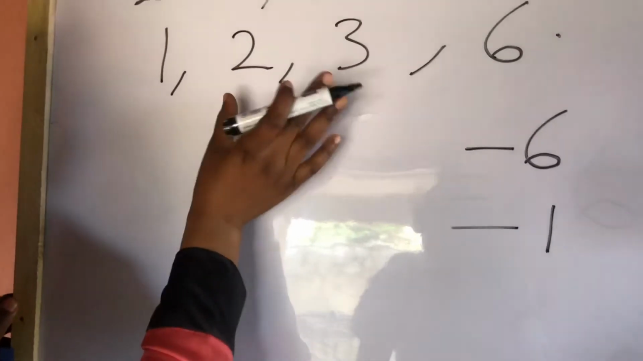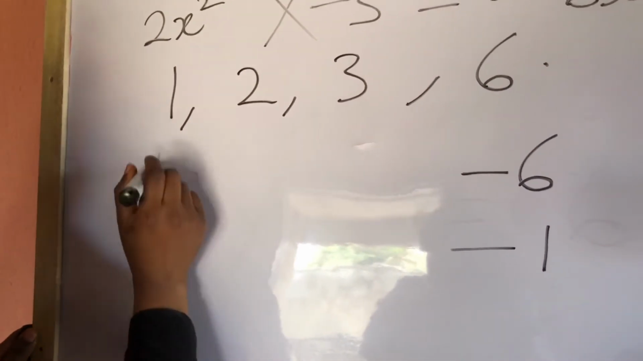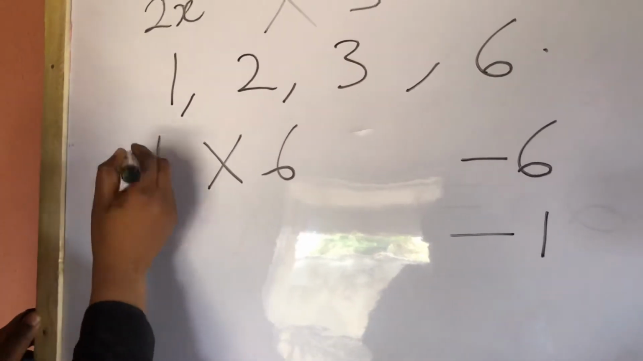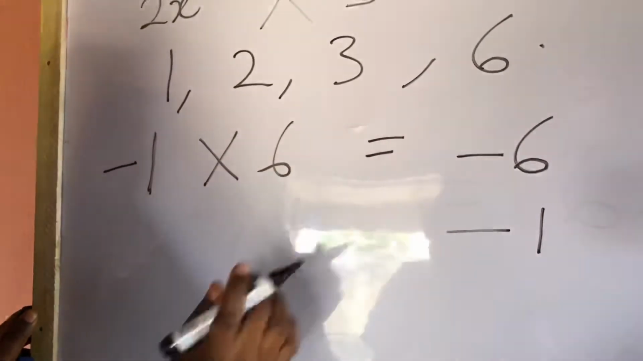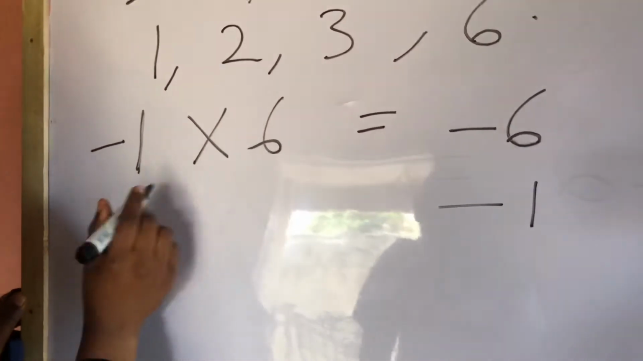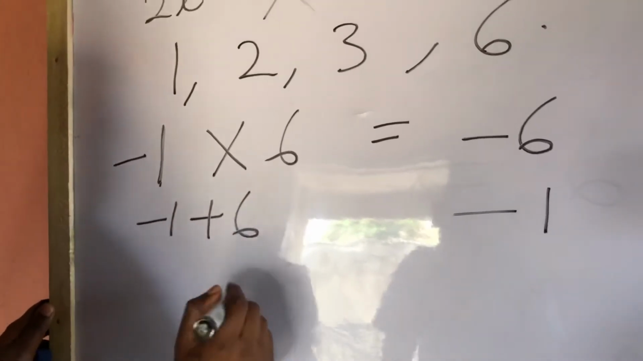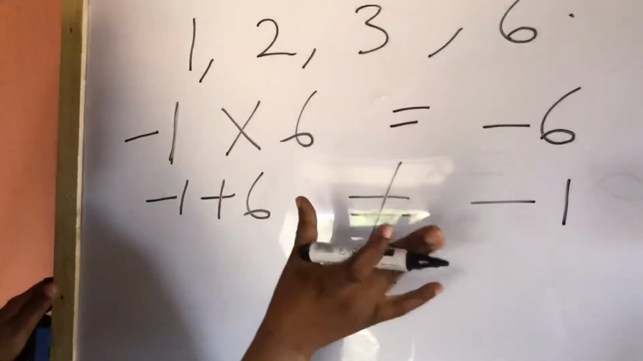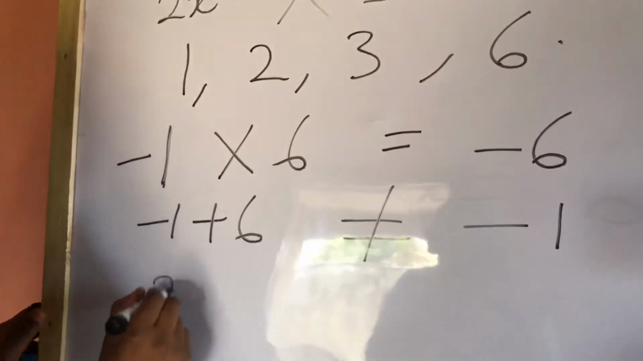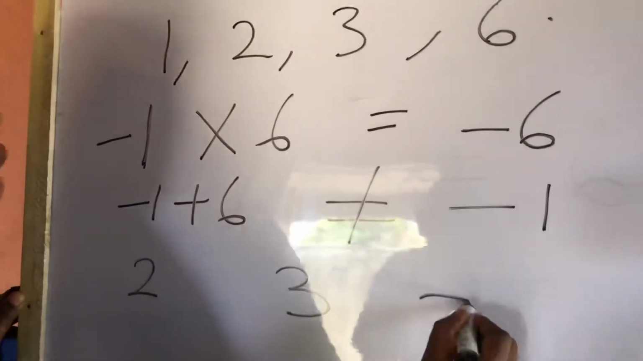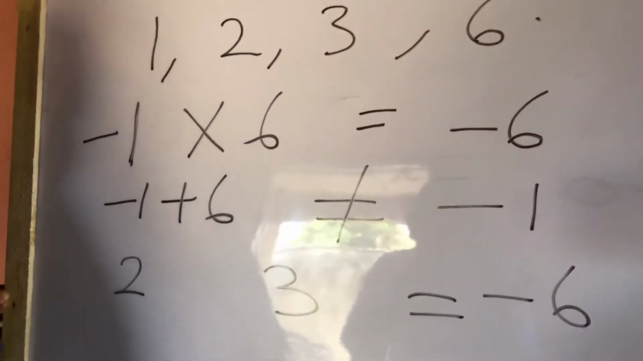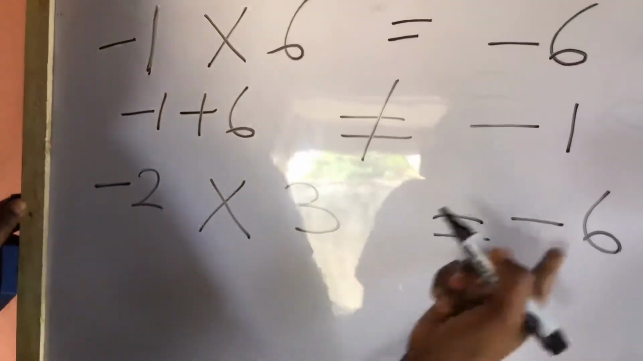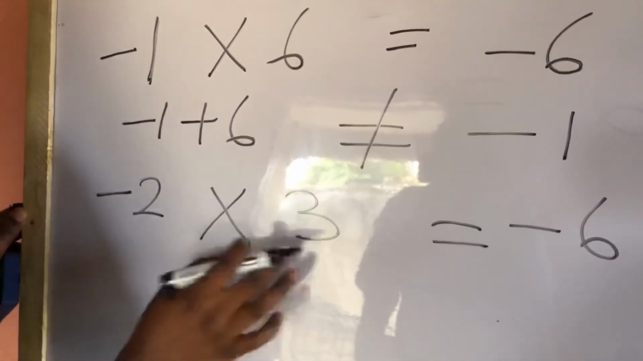So factors of 6. If we take 1 and 6, if you have minus 1 multiplied by 6, it gives minus 6. What if we subtract or add? Minus 1 plus 6 doesn't give us minus 1. So minus 1 and 6 are not what we want. So let's take 2 and 3. We want to get minus 6. Let's say we have minus 2 multiplied by 3. It gives minus 6.